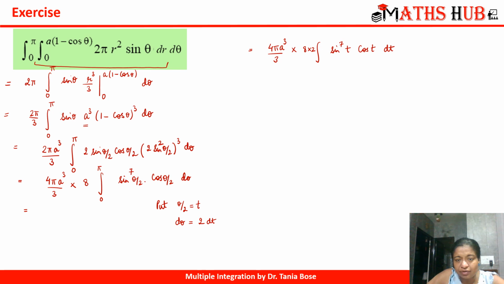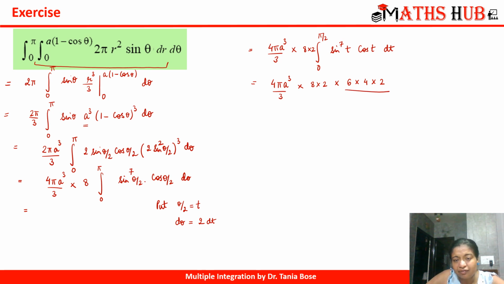Now when I put theta 0, t will also be 0. And when I put theta pi, t will become pi by 2. So can you see that I can apply the reduction formula here? So this is 4 pi a cube by 3 multiplied by 8 into 2. Now when I apply the reduction formula, I'll apply the second one. So I'll start with the exponent 7. I'll keep on subtracting all the odd terms. 7 minus 1 is 6. Then I will have 4. Then I will have 2. And now when I subtract the next term, I'll get a 0. So I'll stop here. 1 cannot be further expanded because 1 minus 1 will become 0.